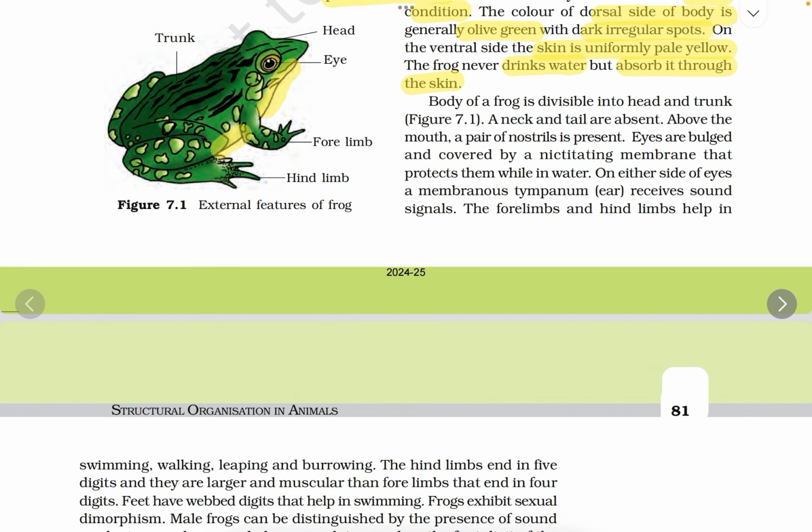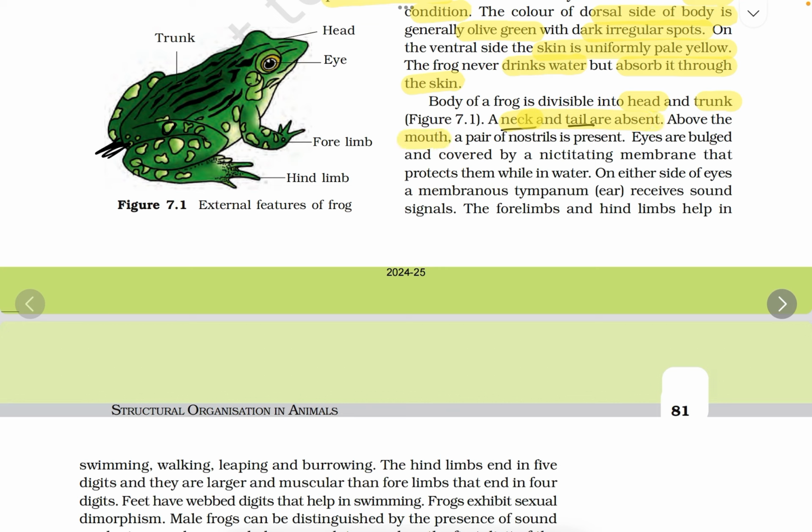The body of the frog is divisible into head and trunk. So the body of the frog is divided into head and trunk. It doesn't have a neck and tail. See, it doesn't have any tail behind, or any neck on the top between the head and the trunk. So that is absent. Neck and tail are absent.